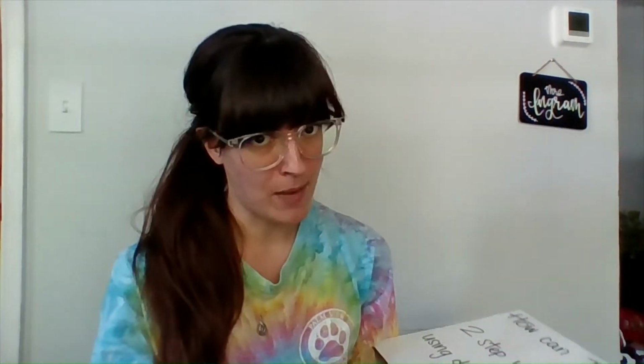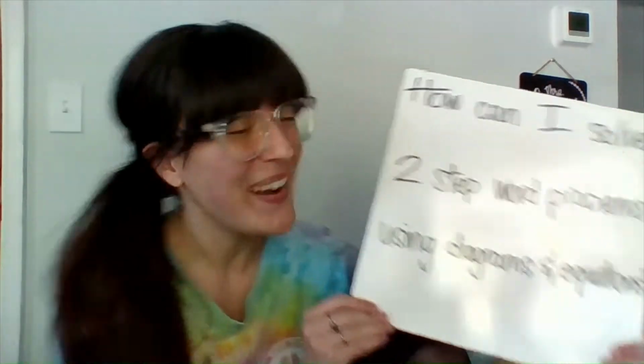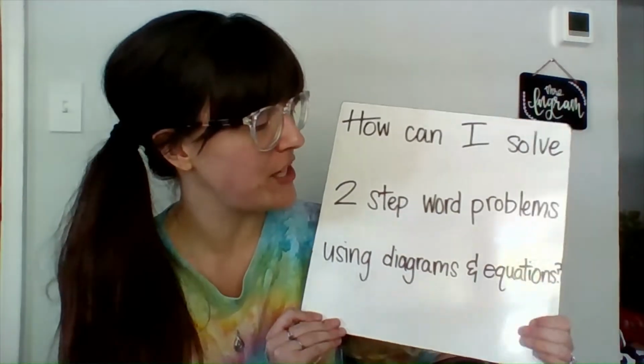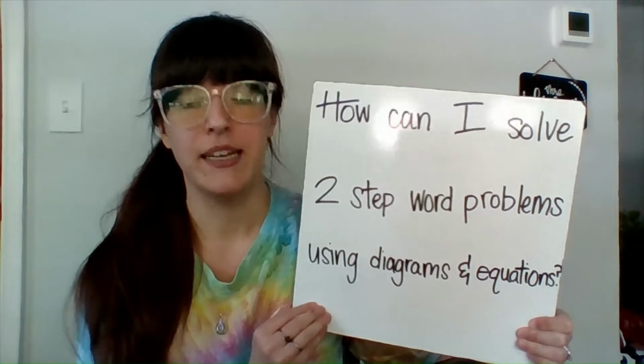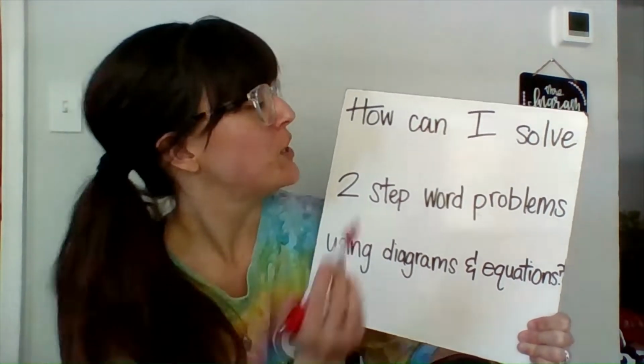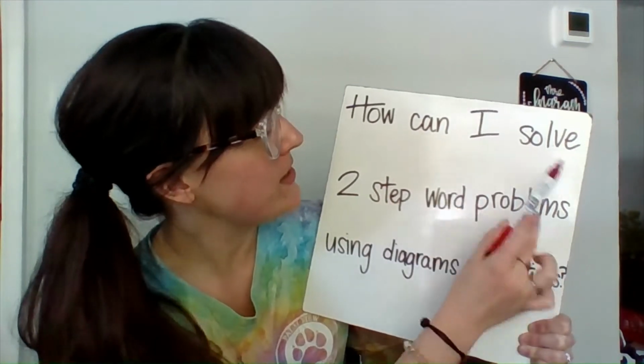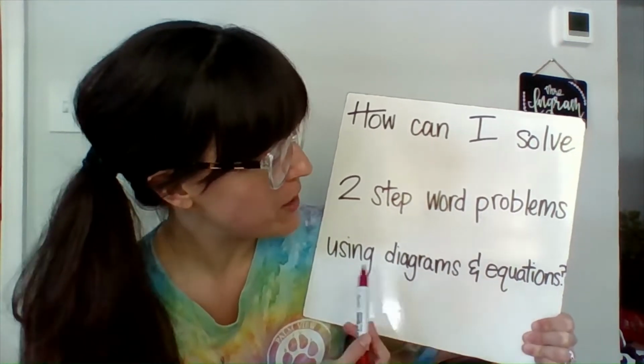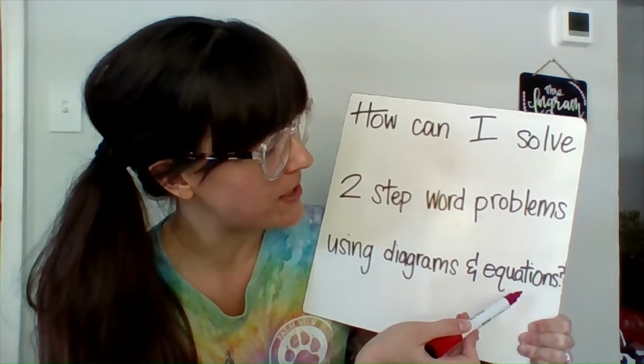So we are officially all finished with multiples of 10, and now we're going to be moving on into solving two-step word problems. Now, I'm very excited about this because this is our final topic of the year. So everything after this topic will be review. All right, so let's go ahead and look at the question that's going to help guide our learning in topic 11 and then in 11-1 specifically. So our question is, how can I solve two-step word problems using diagrams and equations?